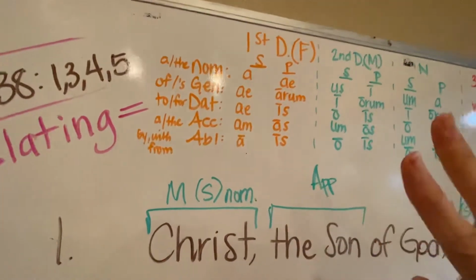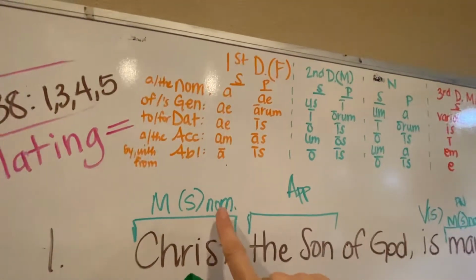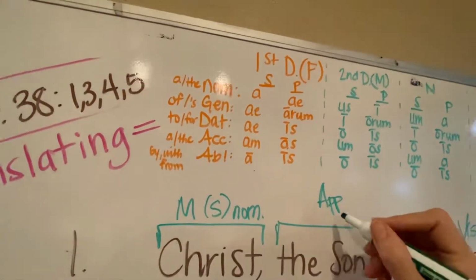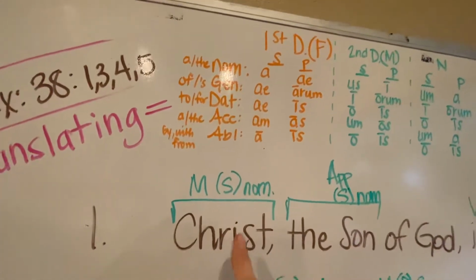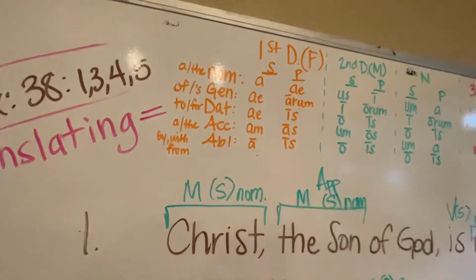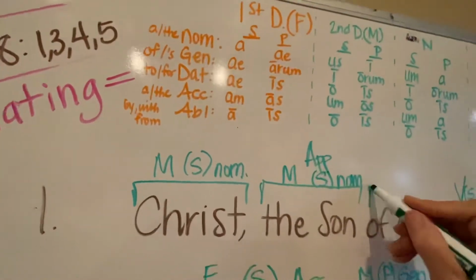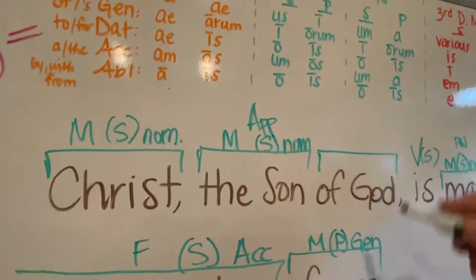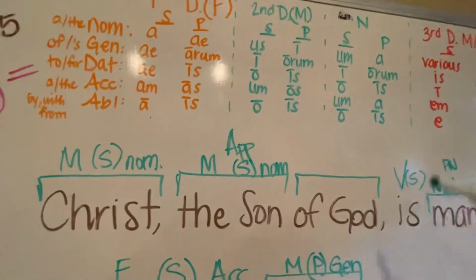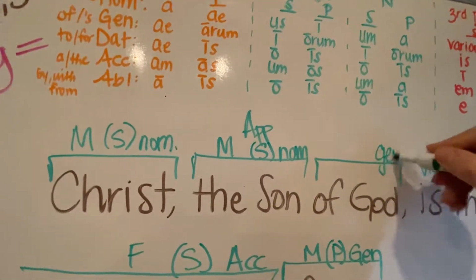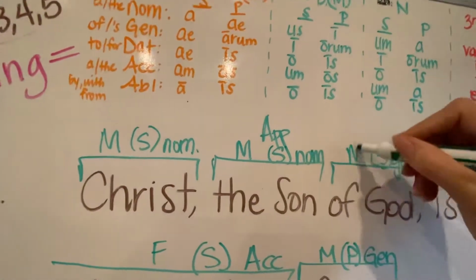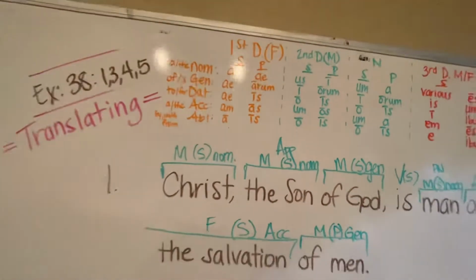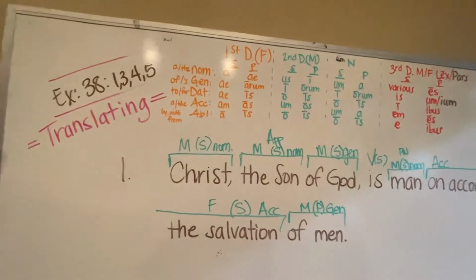Don't forget, there are two rules it must follow: it must match in number and case. So this will be singular nominative to match Christ, and son is also masculine, okay? And then we get to "of God." We know this is a genitive because we have the word "of," which sets it off to show possession, and I know that God is singular, and masculine as well. Now it's just a matter of writing it out, okay?